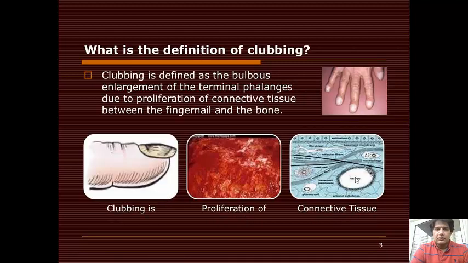What is the definition of clubbing? Clubbing is defined as bulbous enlargement of the terminal phalanx. This is the terminal phalanx, due to proliferation of connective tissue between the fingernail and the bone. So this part will have proliferation and it will become convex. There will be bulbous enlargement.